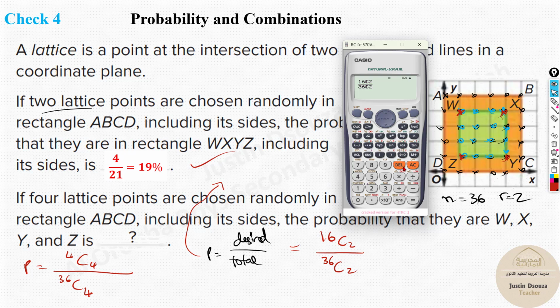Now the next answer would be over here 4C4, or you can write 1. It is 1 by 58,905. If you do it as a percentage it'll be 0.00 and so on, it's negligible, so just keep it as a fraction itself, because it's such a huge number. So this is the answer, 1 by 58,905.